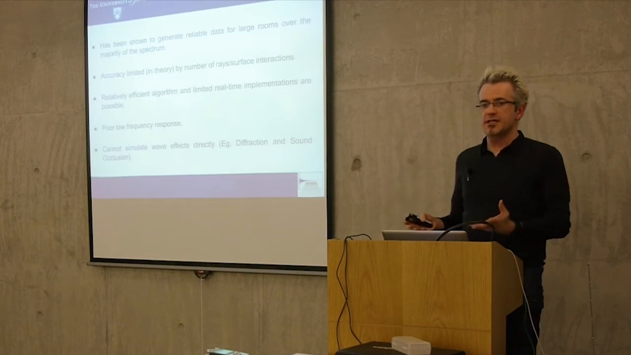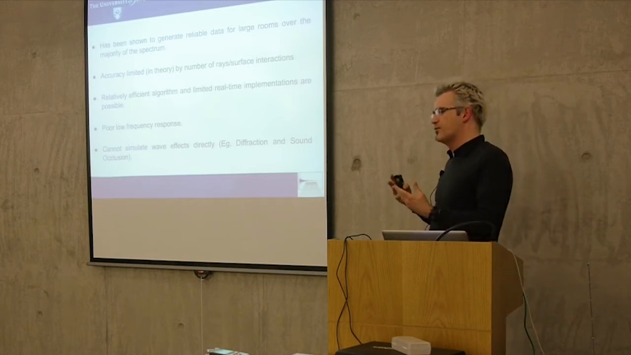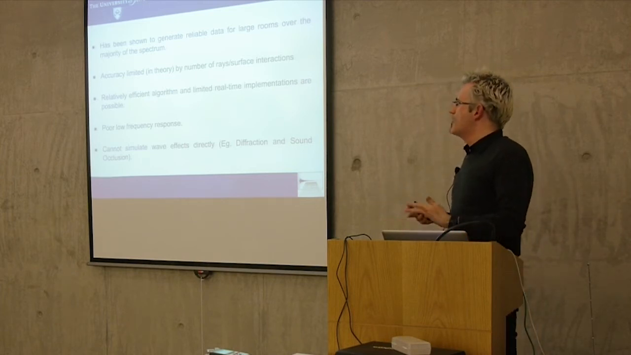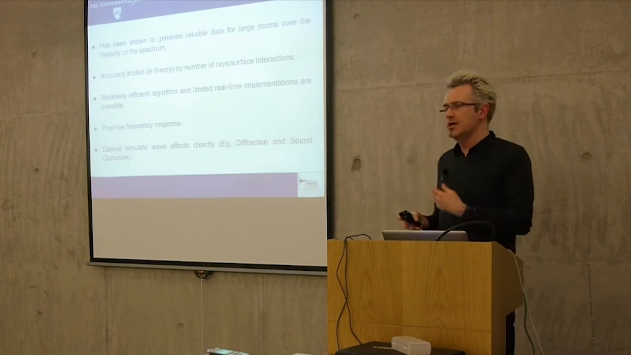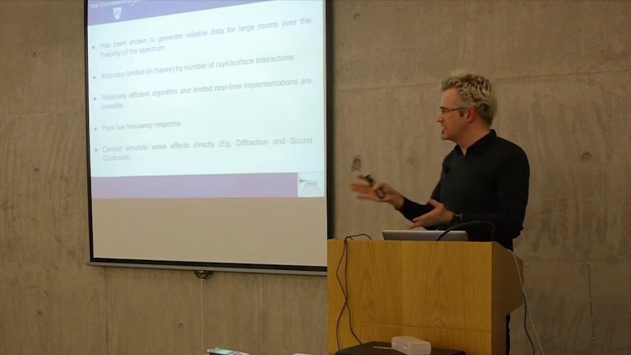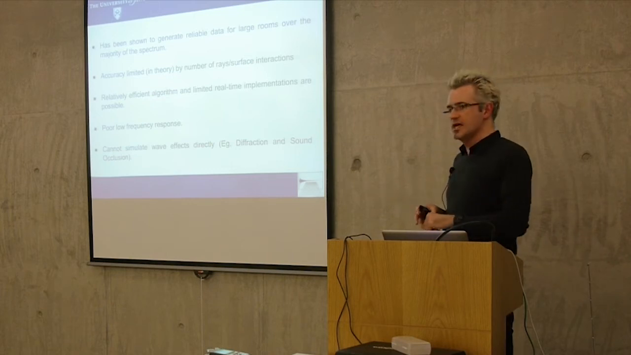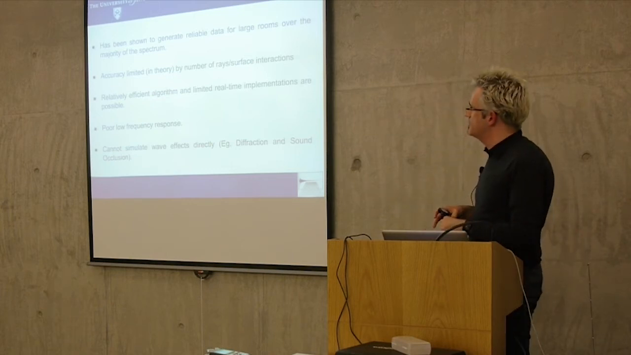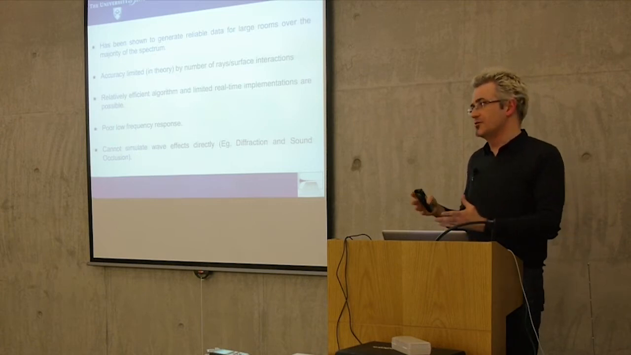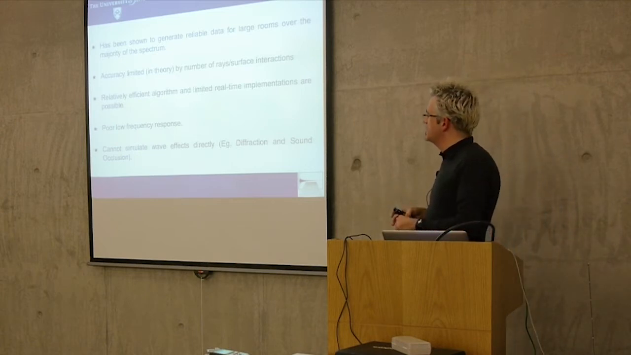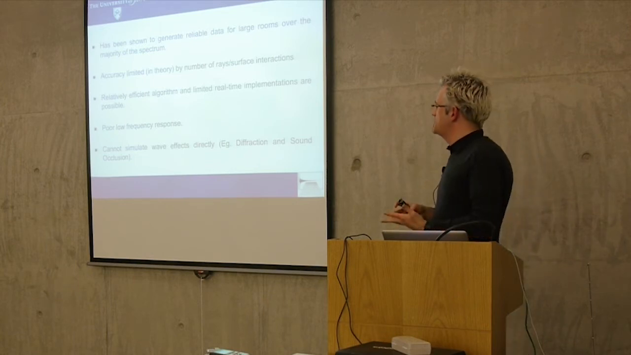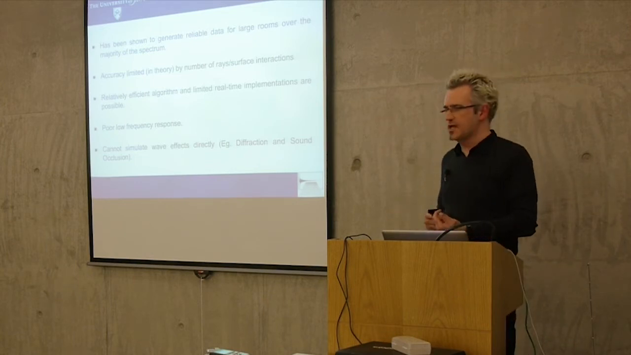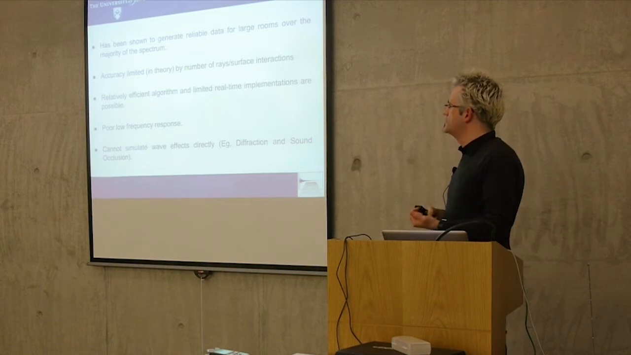However, their accuracy is limited by the parameters that you place on the algorithm. A ray trace is going to be accurate in terms of the number of reflections you're prepared to deal with, the randomization of the path lengths through the space, and the number of rays and surface interactions you take account of. Image source is dependent upon how long you're prepared to wait for the algorithm to calculate. It's relatively efficient. You can do a limited real-time implementation, it's possible to gather the first reflection fairly efficiently and render those in real time.